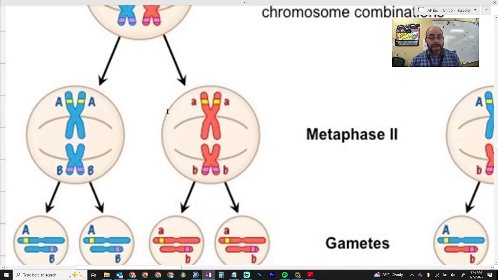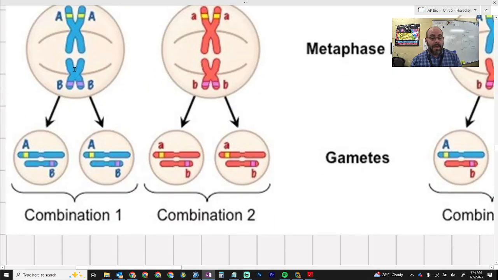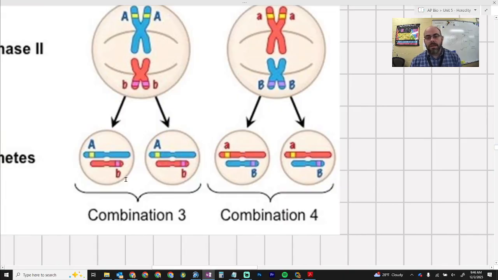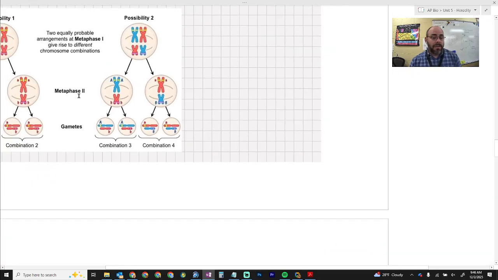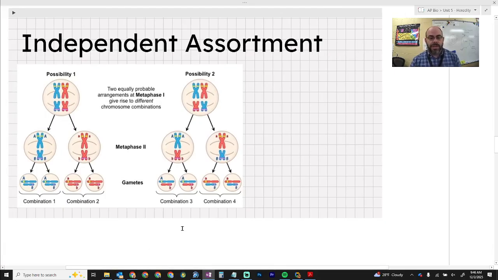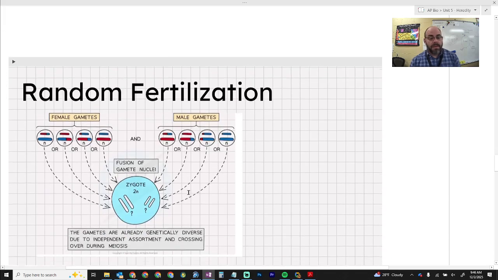Or we could just call them A and B since that's what they're labeled here. Chromosome A here sorts itself out differently than B does. So you can have big A and big B together, but you could also have big A and little b together, right? So when we start looking at possible genetic combinations, this concept of independent assortment is very important to understanding that. It's actually one of the things that my freshman students struggle with the most, but I don't have that as much in my AP classes.